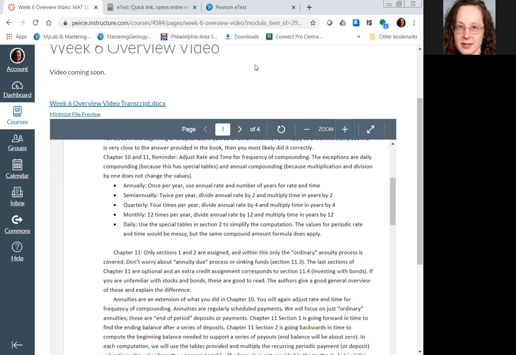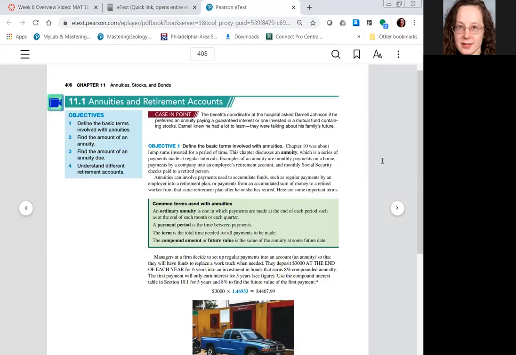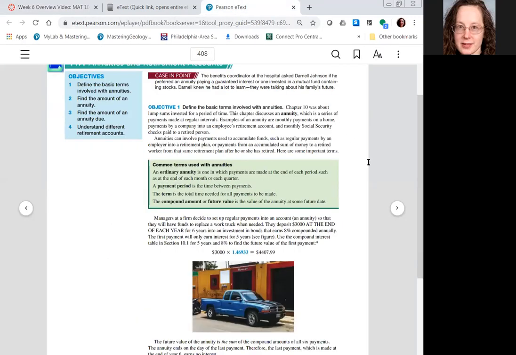So annuities is Chapter 11's topic. They are an extension of what you did in Chapter 10, so you again adjust your rate and time for the frequency of compounding. But what are annuities? Annuities are investments where you're building money, like a retirement annuity where you're putting money in at every paycheck, and at the end of 20 or 30 years, maybe it has grown and you have this ending value of your 401k or something along those lines.